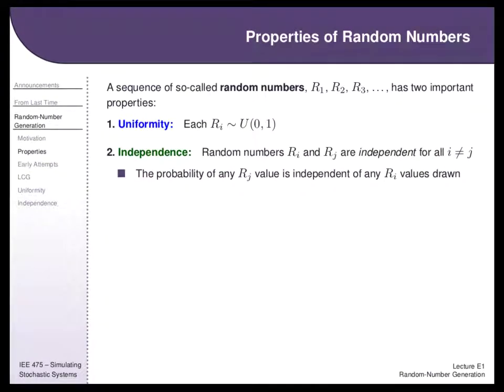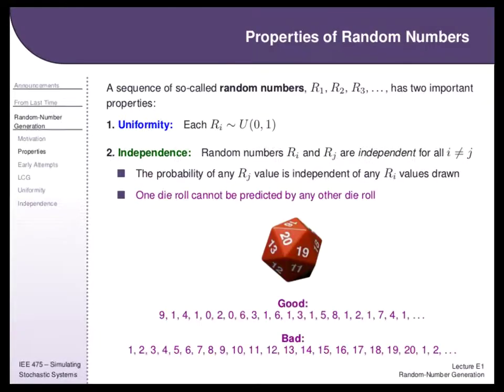The next thing will be independence. Independence is that if I have 2 rolls, and they aren't necessarily next to each other, they could be separated, I don't want any roll to affect the probability distribution of another roll. So that's what I'm trying to say here. The probability of any future draw from this distribution is independent of any previous values that are drawn.